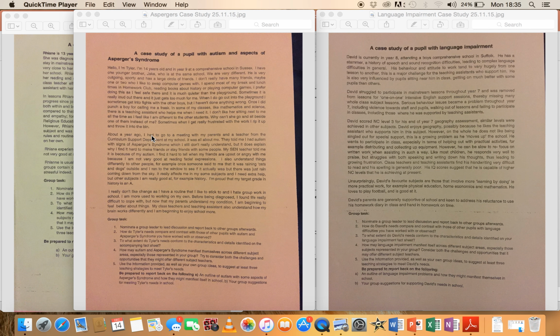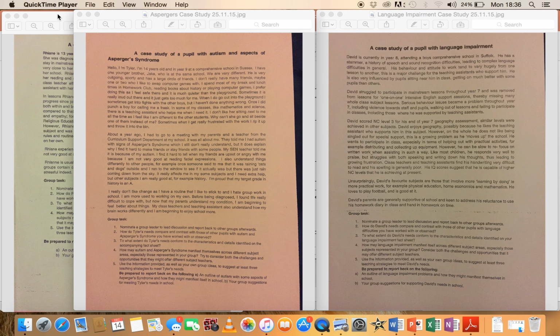5C, demonstrate an awareness of the physical, social and intellectual development of children and know how to adapt teaching to support pupils' education at different stages of development. So this term at university we had a professional studies workshop which was looking at different SEN disabilities.